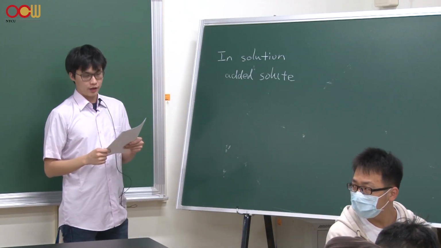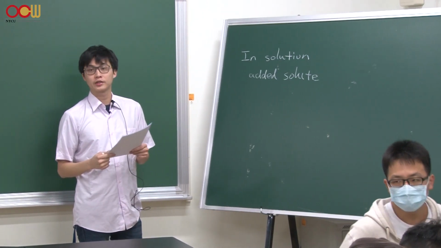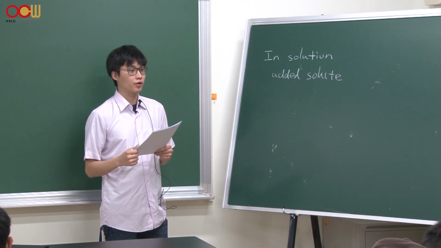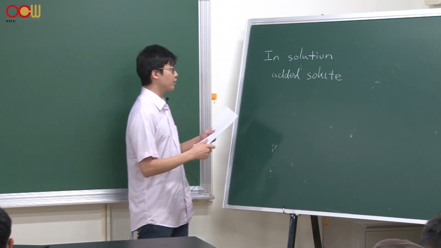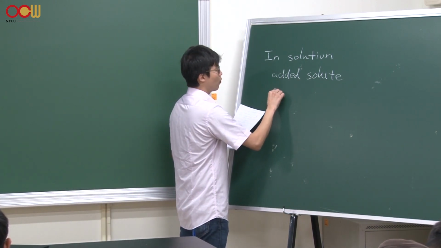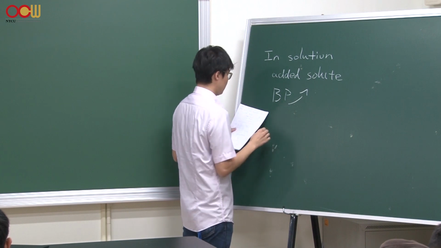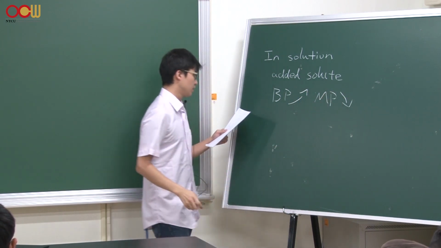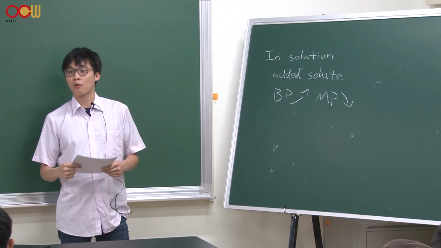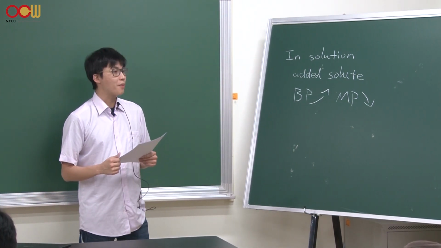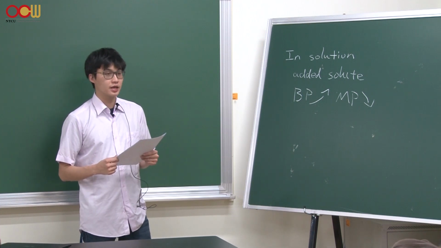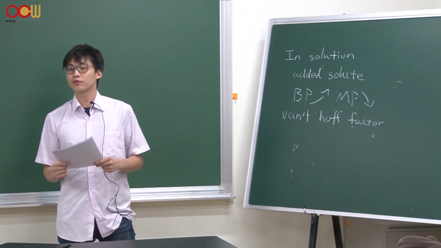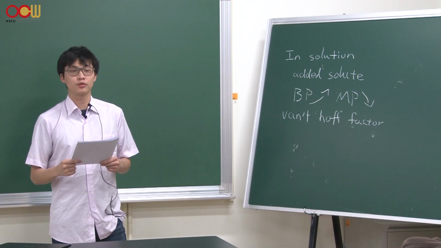So in solution, there are two cases, right? One is ionic solute, and the other one is non-ionic solute, such as glucose. So generally, with added solute, your boiling point increases, and then your melting point decreases. And in 13.6, I want you to make a note, write it down, go back to that chapter. In 13.6, there's something called the van 't Hoff factor. You do not need to read it now, but that's something you can revisit.